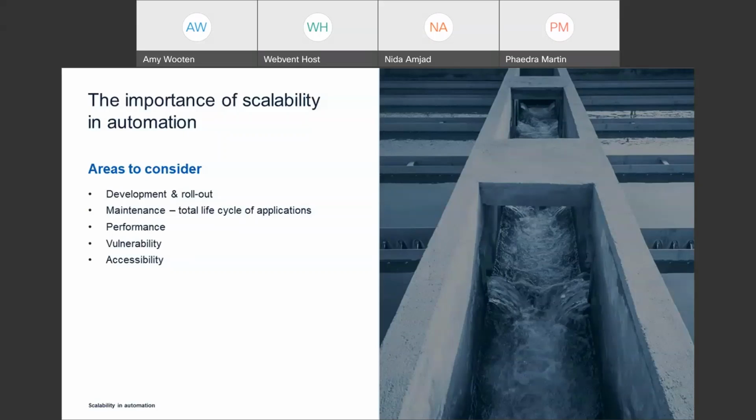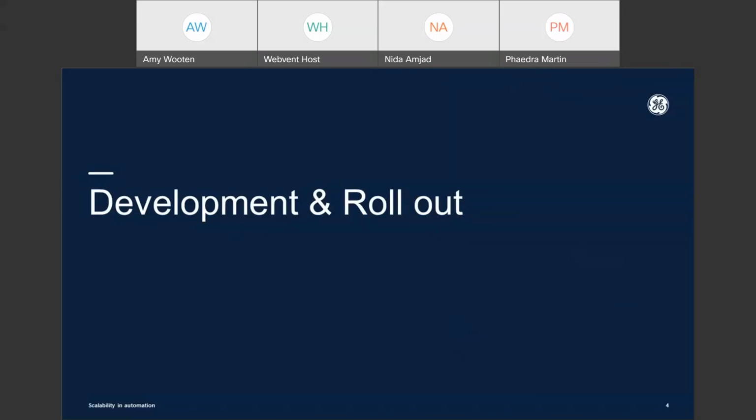And so if we return back to the topic of this webinar, scalability and automation, who's the weakest link? We sort of give away the answer here on the first slide. Any of these can be the weakest link if you don't look at these holistically as you try to build out your solution and deploy it and manage it over time. So we're going to be going into each of these in a lot more detail today. All right, so let's go ahead and get started with development and rollout.